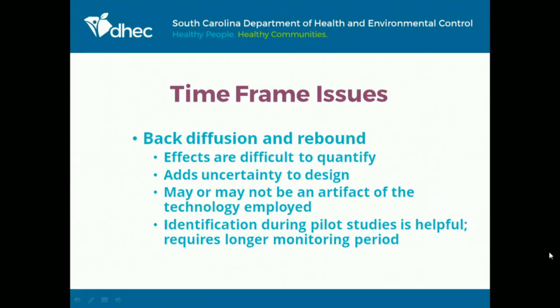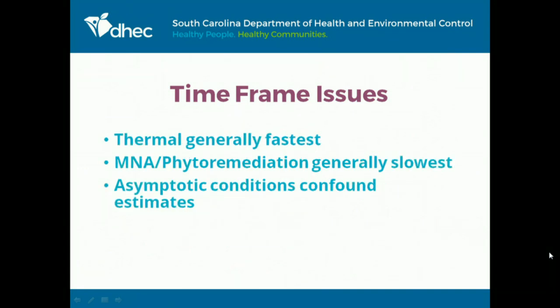Identification of back diffusion and rebound during a pilot study will really go a long way in helping you with your remedial design. Typically, we expect thermal technologies to be the fastest way to get contamination out of the ground. They also happen to be the most expensive. Monitored natural attenuation and phytoremediation are the ones that take 100 years or a long period of time.